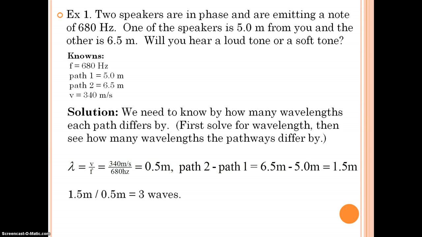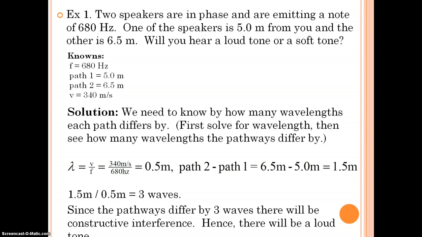So in this case, we have 1.5 meters, and each wave is 0.5 meters, therefore you have 3 waves. That should make sense, right? 1.5 meters, each wave is half a meter, that's 3 waves. 3 waves is a whole number. Because it's a whole number, that tells you you're going to have constructive interference, and in this case that's going to be a loud tone.